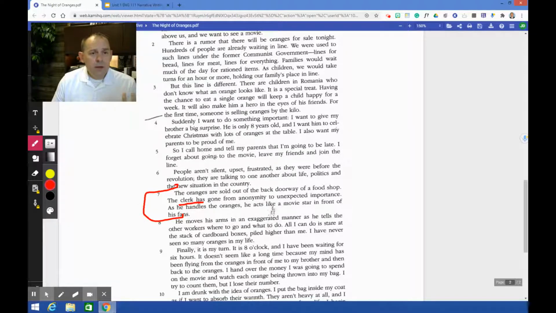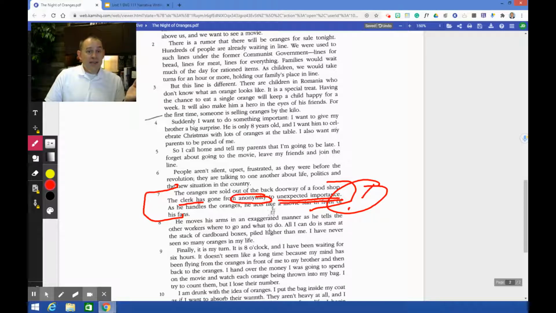Now, that's a pretty basic sort of job that someone might hold. But here, the clerk has gone from anonymity, no one knowing his name, to unexpected importance. So what do you suppose that means? Well, he goes on and says, as he handles the oranges, he acts like a movie star in front of his fans. That is fantastic, right? So it's elevated the ordinary. Someone who is selling things in a market, but now he has something that everyone wants. He has oranges, and it's that idea of freedom.